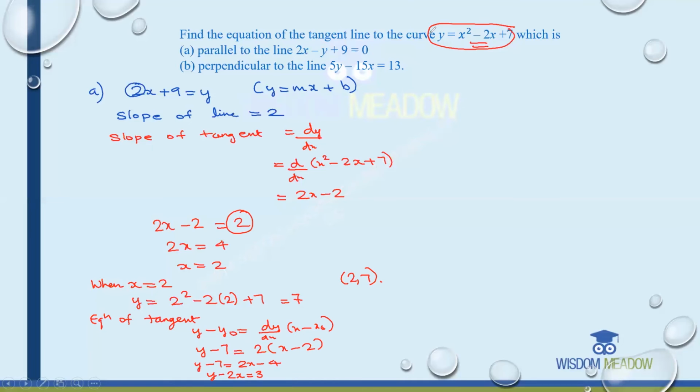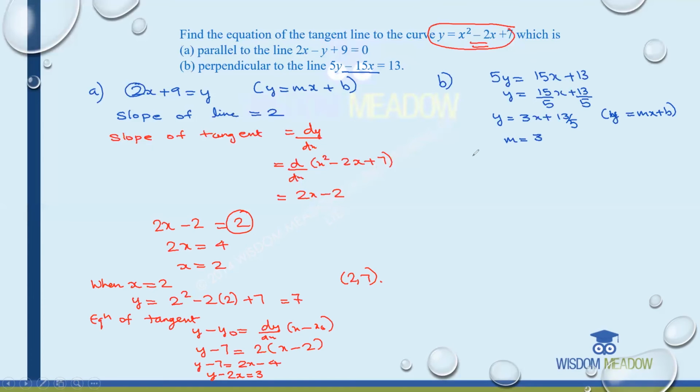Now solving for the second part, perpendicular. So over here, to find the slope of this line, again solve for y. So 5y = 15x + 13. So y is going to be, dividing by 5, 15/5 x + 13/5. So y = 3x + 13/5. Since it's of the form y = mx + b, I know that m is 3 over there. That's the slope of the line.